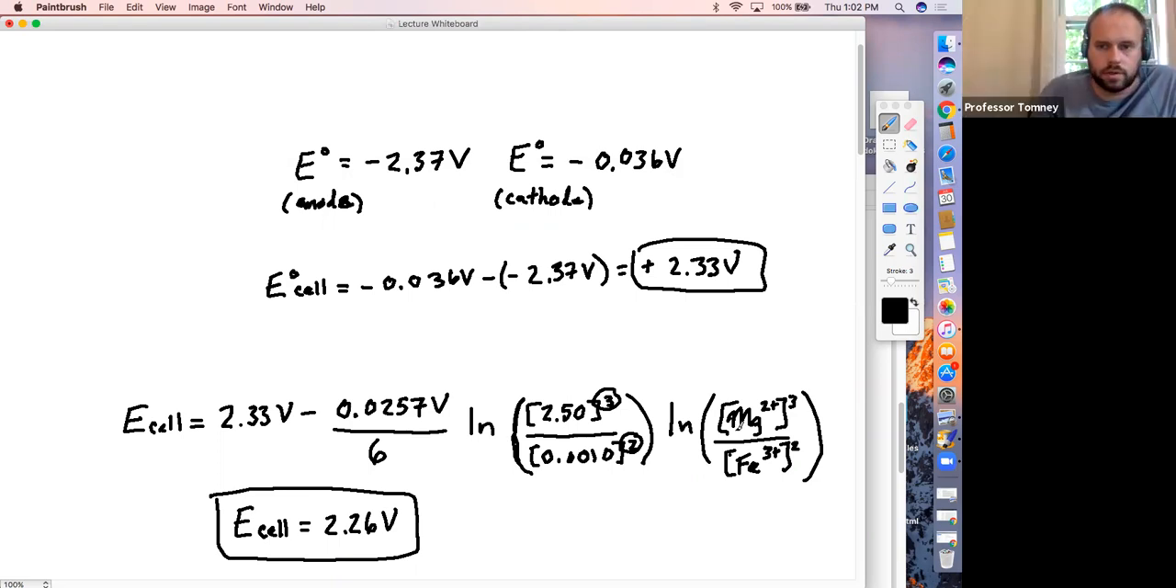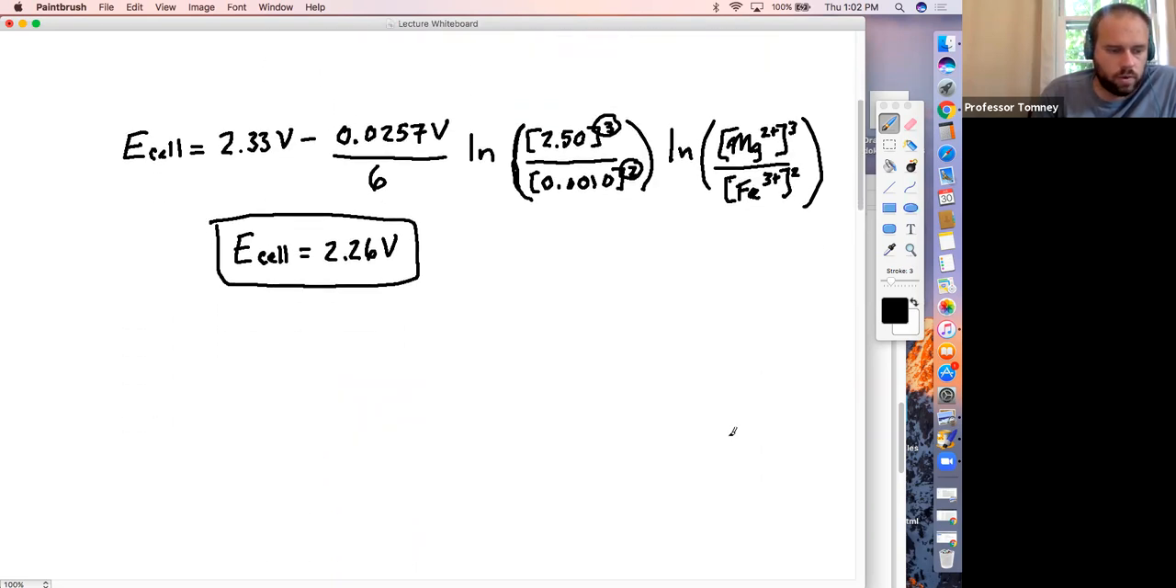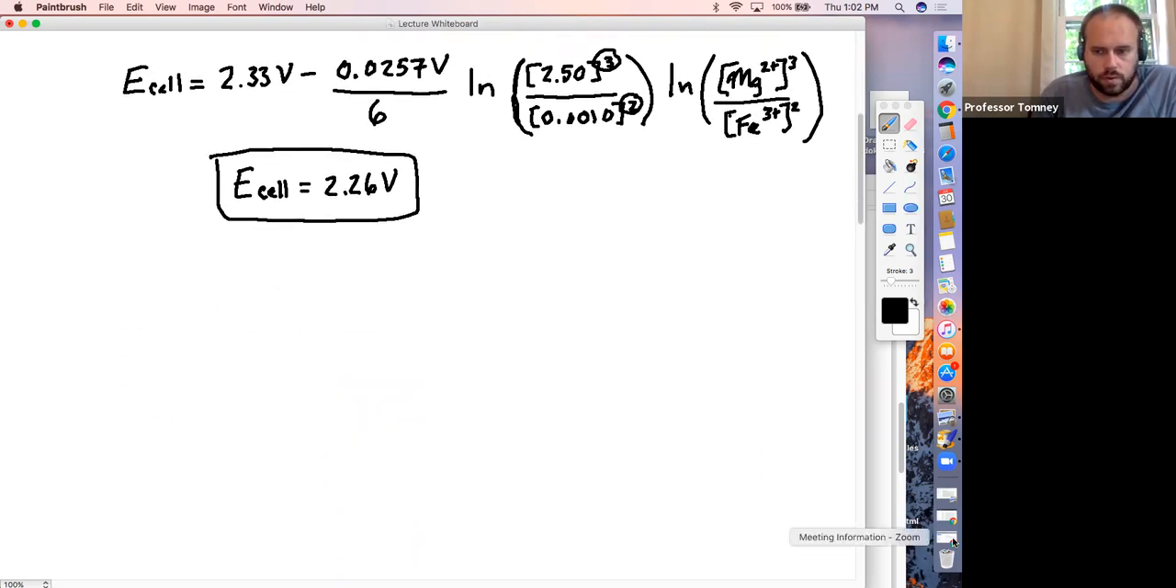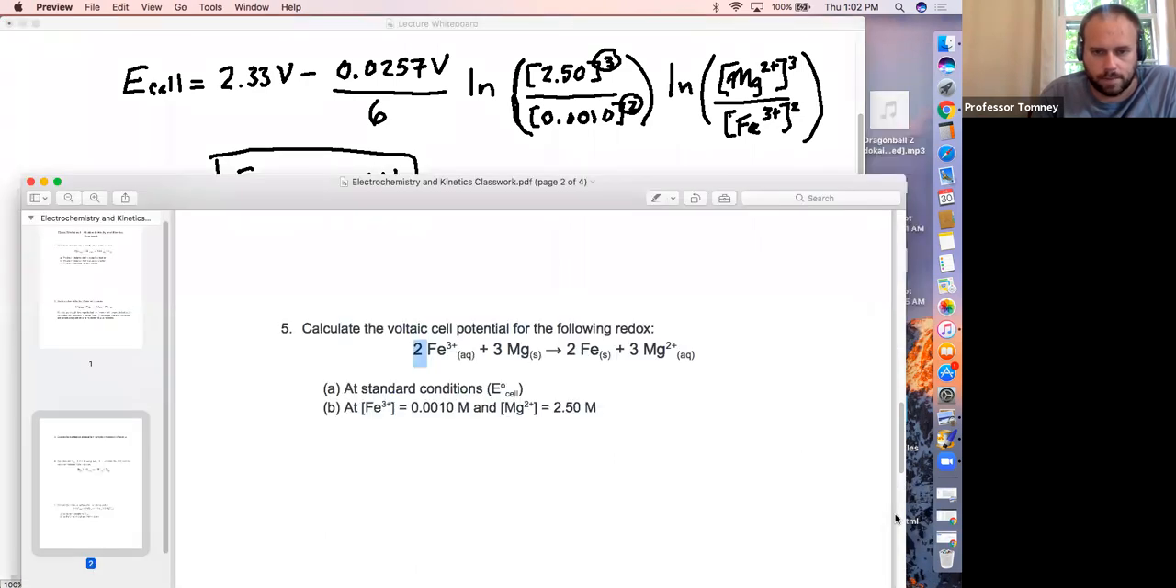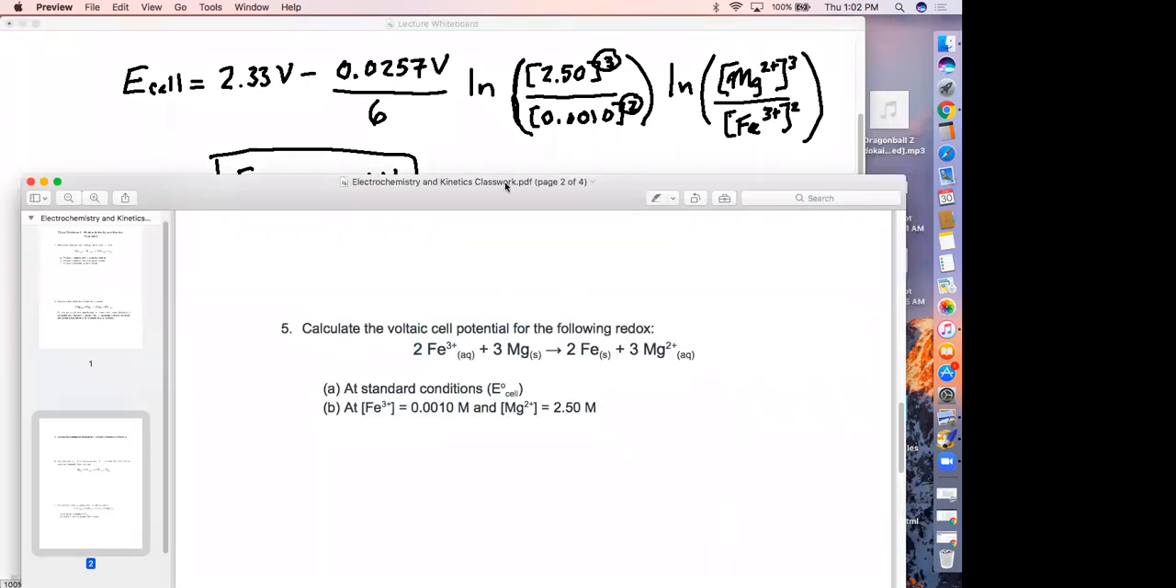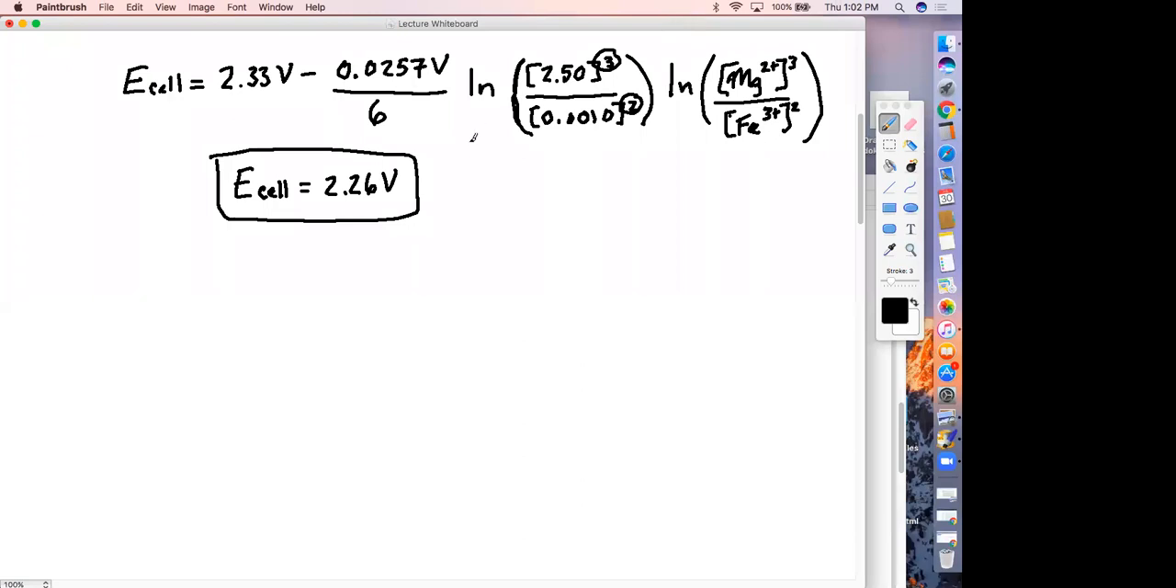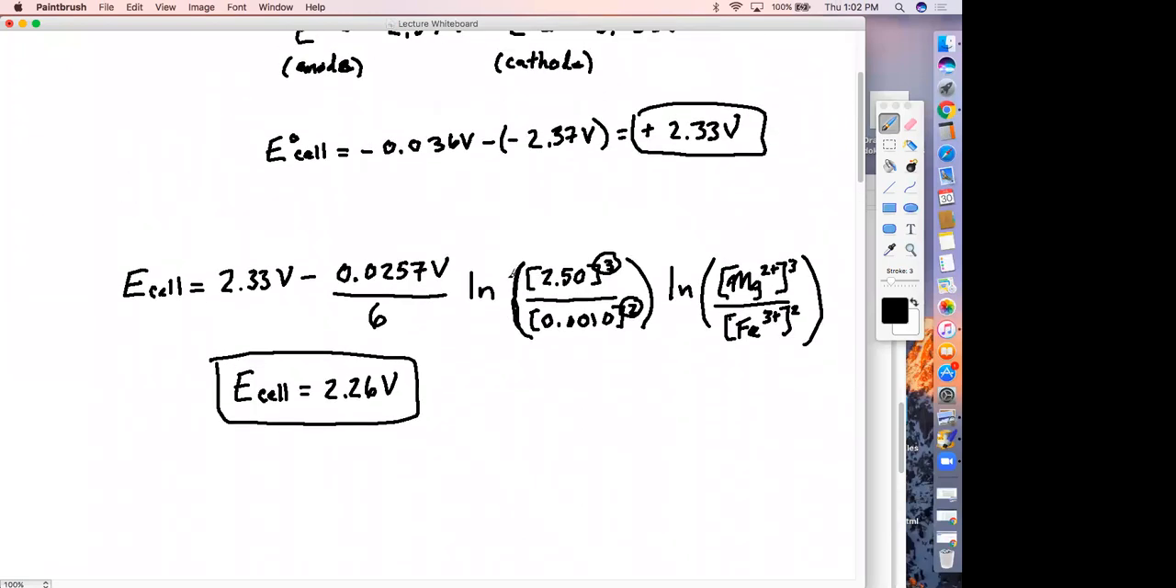All right, so if there's no other questions on that, then we will go ahead and start moving over to the kinetic problems that we're going to take a look at. I had a question real quick. Sure, go ahead. Where did the 0.0257 volts come from?